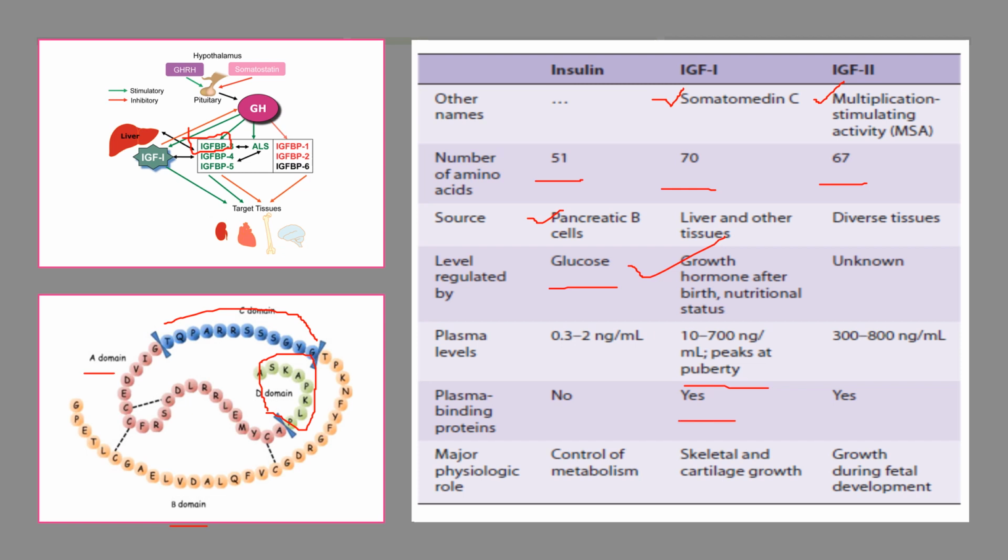Binding protein is there. Most important is binding protein type 3, and the major function of insulin is the control of metabolism. Its major function is the skeletal and cartilage growth. And regarding IGF-2, these hormones are actually related with the fetal growth. So it helps in the growth of fetus before birth, and IGF-2 is largely growth hormone independent. In adults, the gene of IGF-2 is expressed only in choroid plexus and meninges.